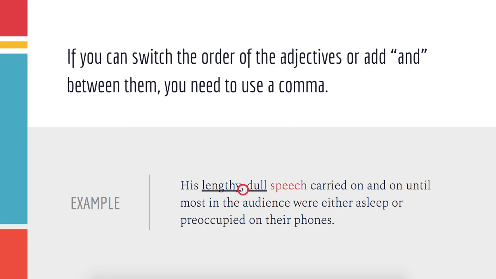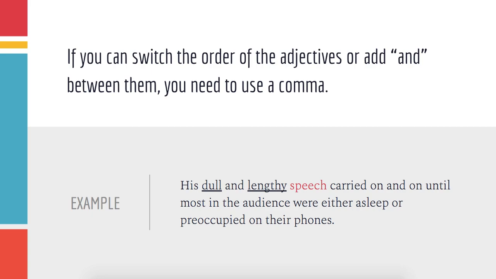So if we look at the example again, I have switched the order of the words, and we have his lengthy, dull speech carried on and on until most in the audience were either asleep or preoccupied on their phones. And switching the words didn't really do anything. The sentence still makes sense, and because it still makes sense, we know that those adjectives are coordinate. They work together, and when they do work together like that, you need a comma between them.